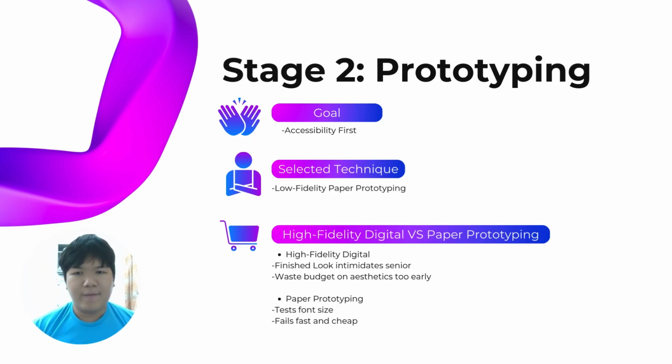So high fidelity designs often look finished. They can intimidate elderly users and make them hesitate to give critical feedback because they fear breaking the app. So paper prototyping allows us to fail fast and cheap. It lets us immediately verify if our font size meets the WCAG accessibility standard without wasting our limited budget on development too early.